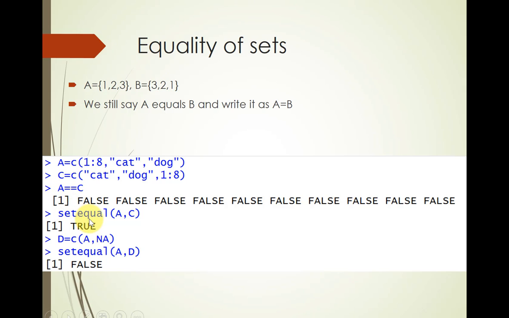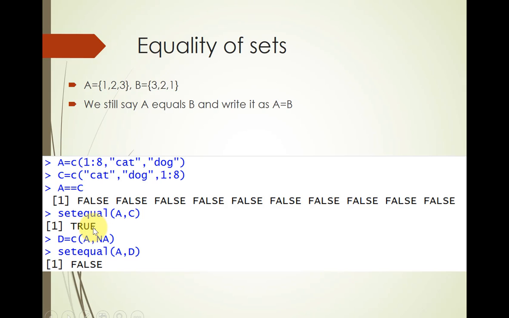In other words, there's already a function called set equal, meaning are the sets equal, or are these two things equal as sets, I should say. And if I test that, A and C, I get true. So even though they're not the same vectors, as sets they're equal, and this works for that. So we don't have to write one, it's already there.